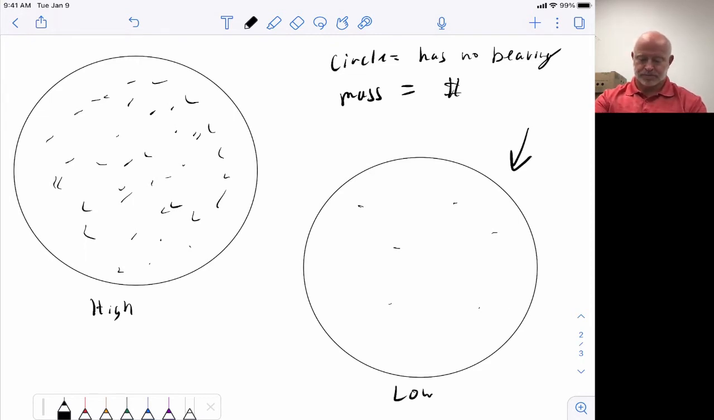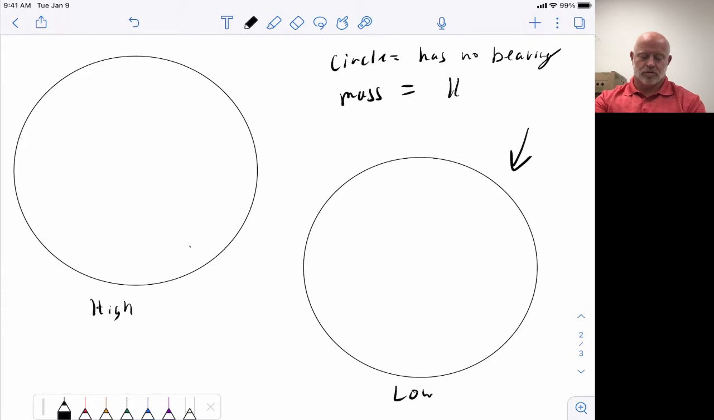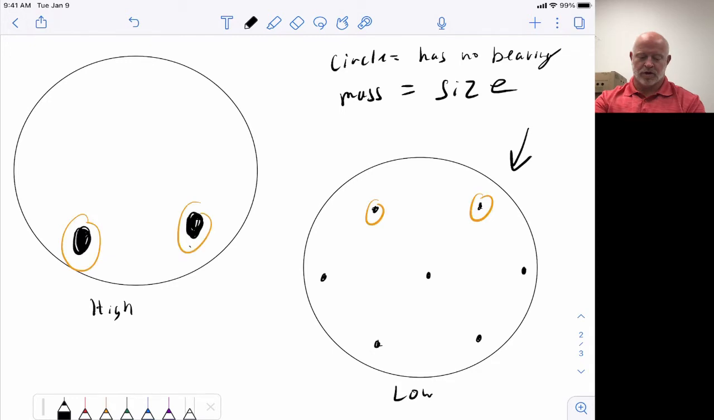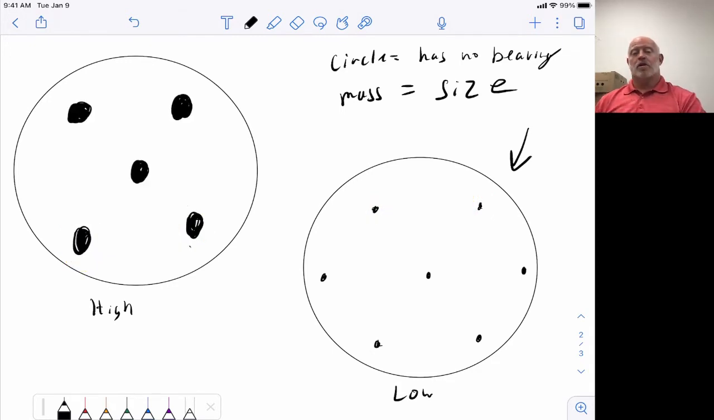Now, I'm going to go backwards here a little bit. You can choose whatever you want to. So we're going to go back to where size is our thing. So here we go. That's part of my picture.